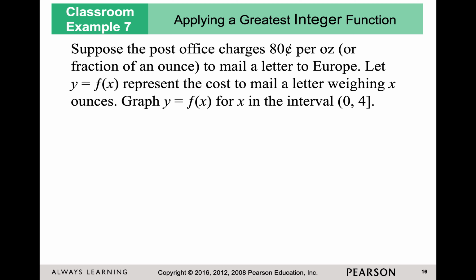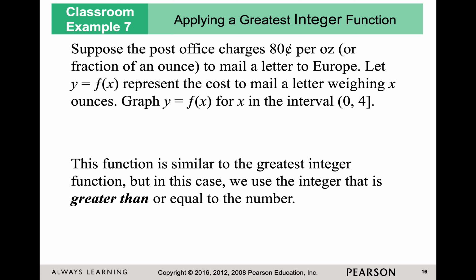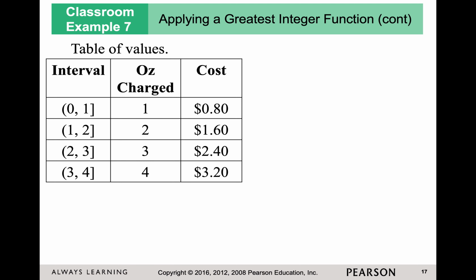How does this look in real life? So let's suppose the post office charges 80 cents per ounce, or a fraction of an ounce. So even if you're at a fractional ounce, you still got to pay 80 cents. So if you have 3.3, you got to pay 4 times 80 cents. This function is similar to the greatest integer because we have to round to that 80 no matter what the percentage, no matter what the amount is over 1 ounce. So if it's 1.1, we owe $1.60. So it's very similar to the greatest integer function.